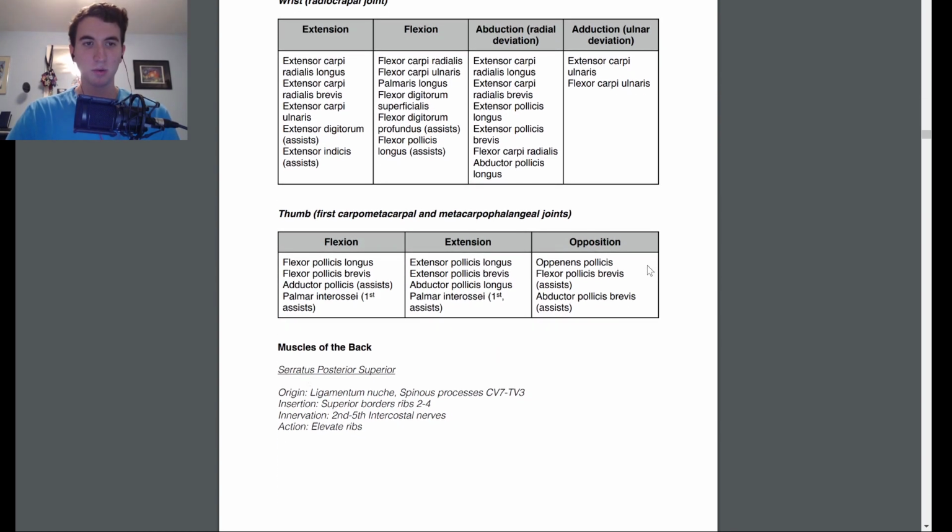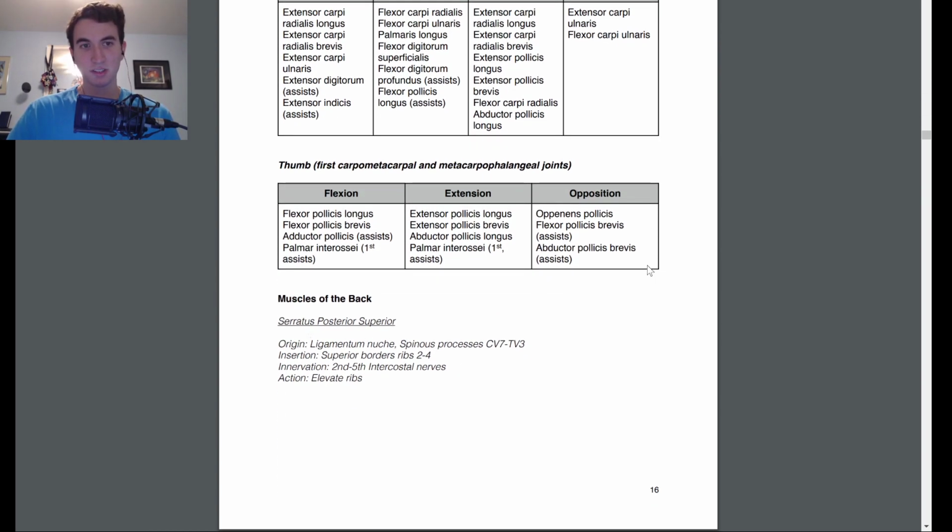And then finally, with the thumb, which is the first carpometacarpal and metacarpophalangeal joints. For flexion, we have the flexor pollicis longus, flexor pollicis brevis, the adductor pollicis assists, and the palmar interossei first assists.